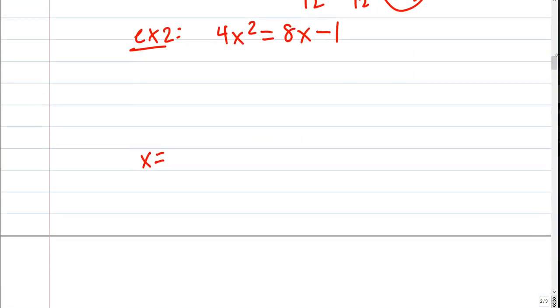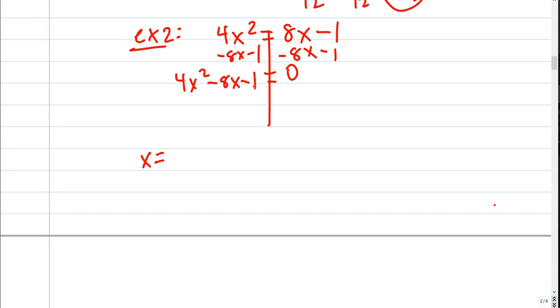Here's example 2. 4x squared equals 8x minus 1. Our first issue, we said that this has to be in standard form set equal to 0. So I need this set equal to 0, which means I need to move the 8x and the minus 1. Technically, I could have moved the 4x squared, but I like to keep that a positive when at all possible. But now it's in standard form. ax squared plus bx plus c equal to 0.